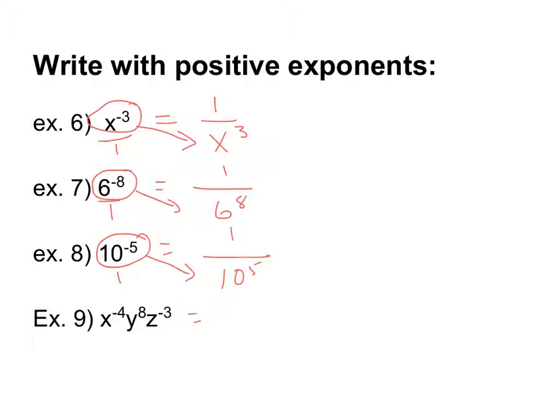And then the last one, again, think of this all as being over 1. So we're going to take the x to the negative 4th, and we're going to move that down and make it x to the 4th. Y to the 8th, we're not going to touch. It already has a positive exponent on it, so we're going to leave it alone. Leave it right in the numerator. And then x to the negative 3, we're going to move that to the denominator, and when we do, that third power becomes positive. So you basically put them back in fraction form to write it with positive exponents.